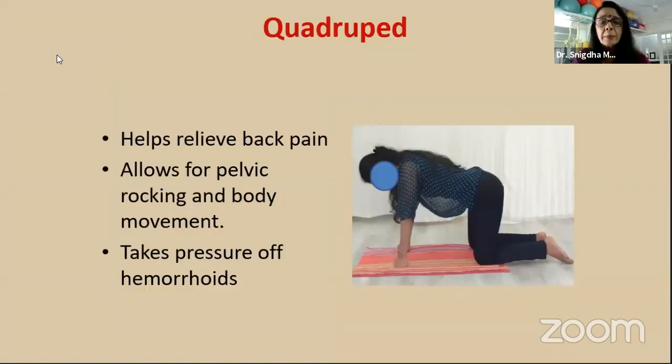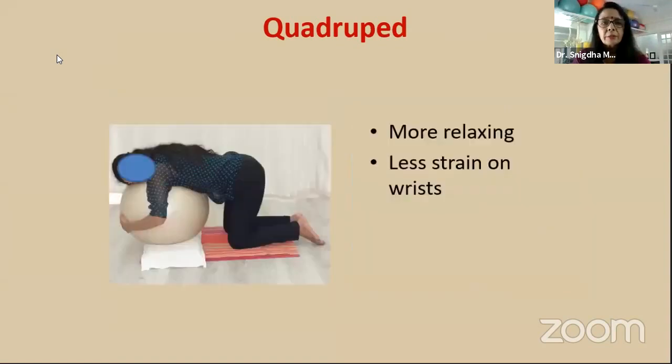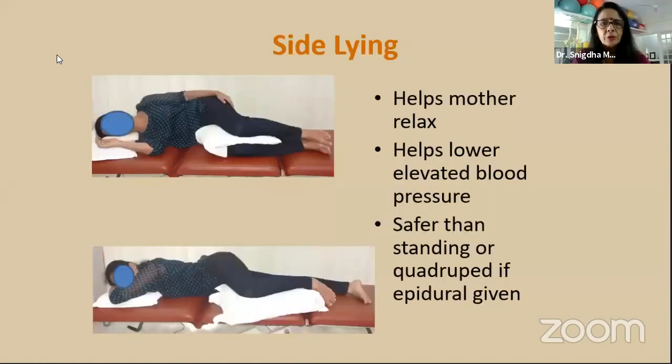This is another great position for the mother. It helps again to relieve back pain, and it allows for pelvic rocking and body movement and takes pressure off hemorrhoids. Many women during the prenatal period get hemorrhoids or piles, and this position helps to decrease the pressure on those hemorrhoids. And of course, they can use a ball or they can put their hands on a chair so that they do not get too much pressure on their arms. And it is more relaxing to be in this quadruped position.